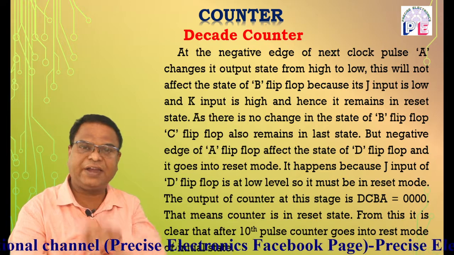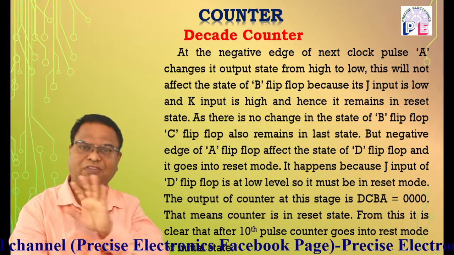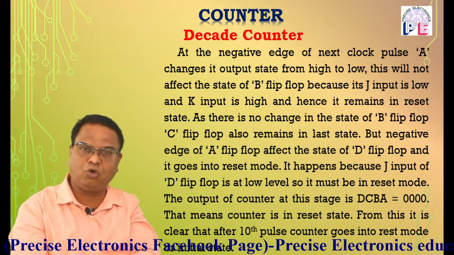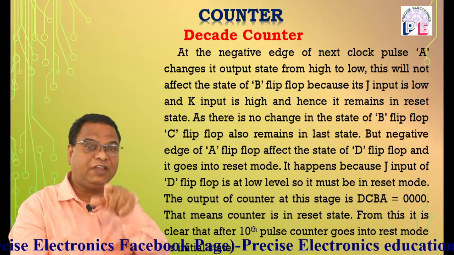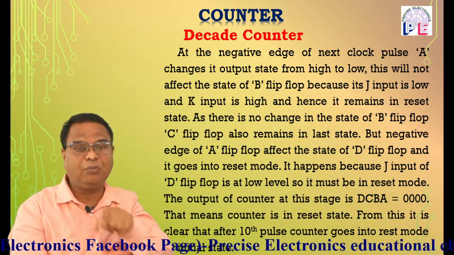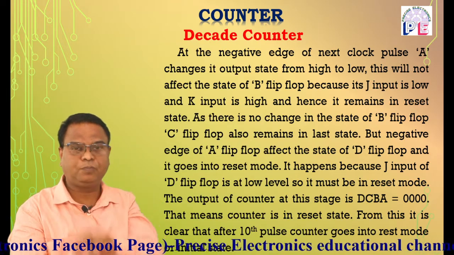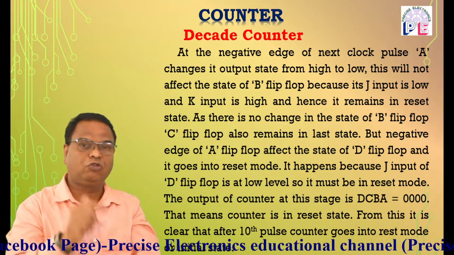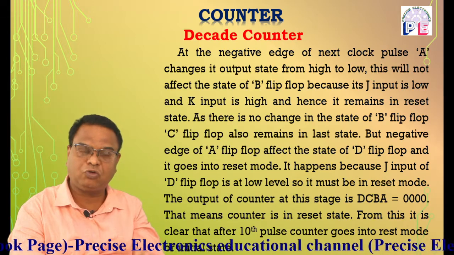What is the output of the AND gate? That is B dot C. What is B? B is 0. What is C? C is 0. So obviously B and C are low. Therefore, in this case, the J input of the fourth flip-flop is also low. So this flip-flop may be in reset mode.